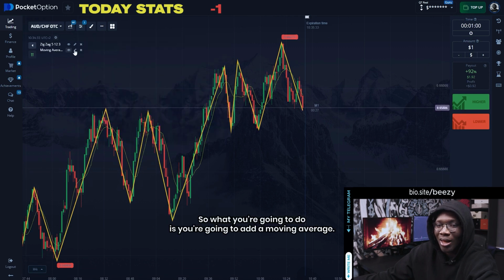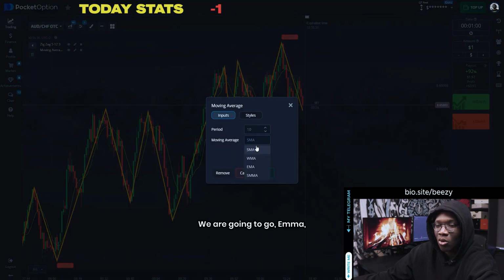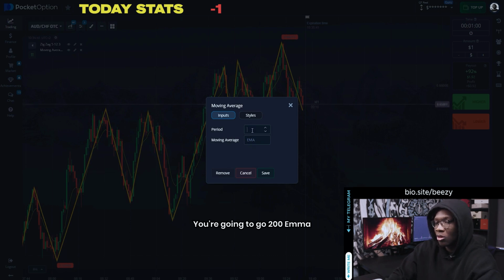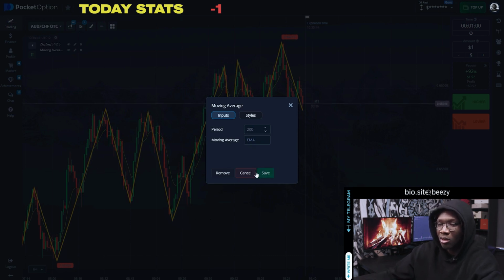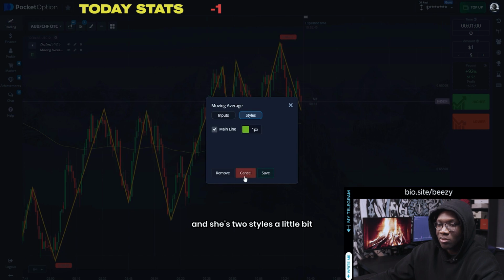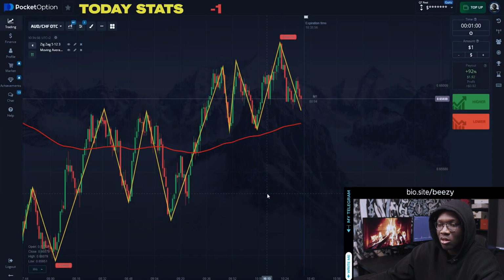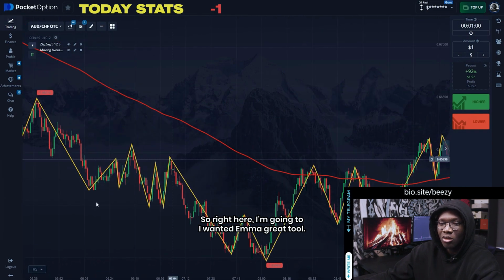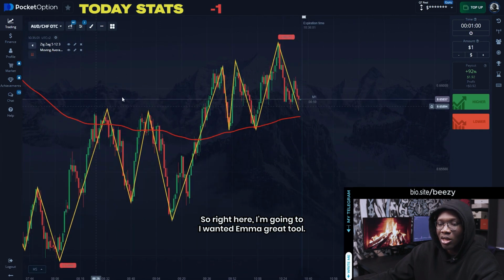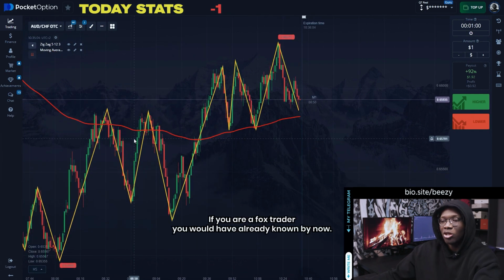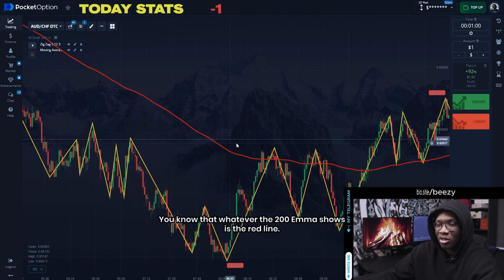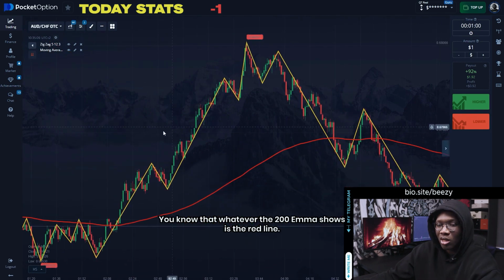So what you're going to do is add a moving average. We are going to go EMA, and you won't believe the period. We're going to go 200 EMA. We change the styles a little bit, and we are going to do 3 pixels. We change the color so we can vividly see the difference. Let me tell you why. 200 EMA, great tool. If you're a forex trader, you would have already known by now. You know that whatever the 200 EMA shows is the red line.